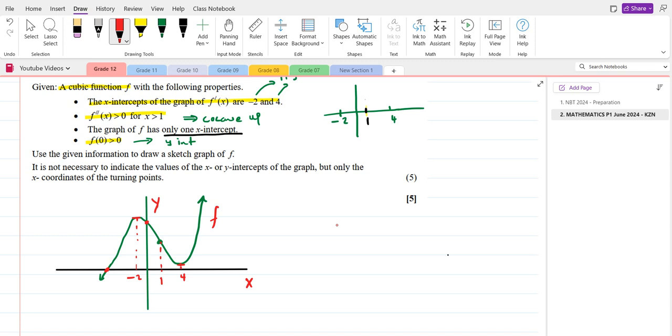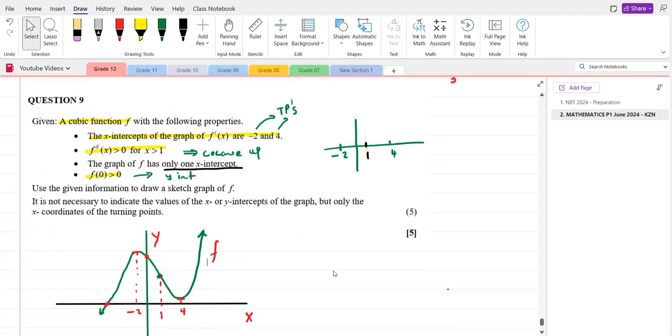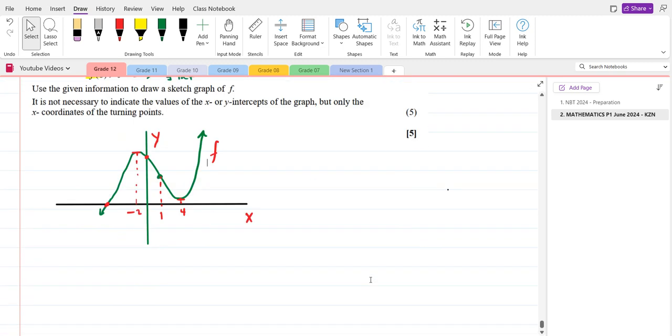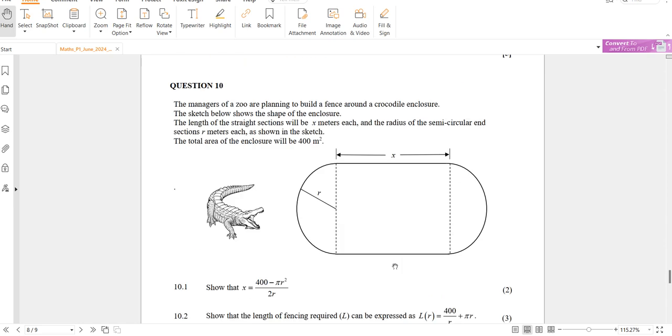It is necessary to indicate the values of x or y intercepts of the graph, but only the x coordinates of the turning points. Yeah, so I've got everything here all done. I hope you guys understand. Yeah, let's move on to the next question.